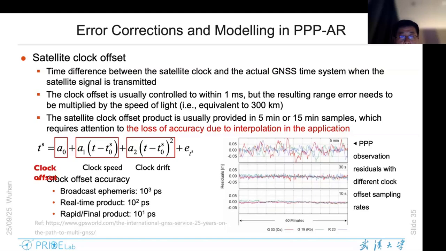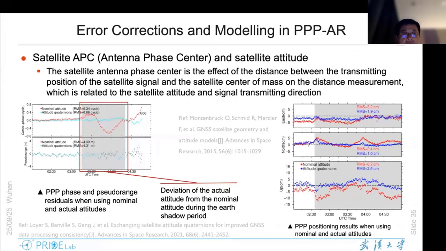at the target epoch. But in this case, you have to take the interpolation error into account because, for example, in the bottom right panel, you see for the 5 minute clock, if you do the interpolation, you will have the interpolation error incorporated into your processing if you're going to process 1 second data. But if you use the 10-second clock, your interpolation error can be decreased a lot, and your high rate processing for this 1 second data may be negligibly affected by this kind of interpolation error. All right, this is the satellite antenna phase center and satellite attitude error.